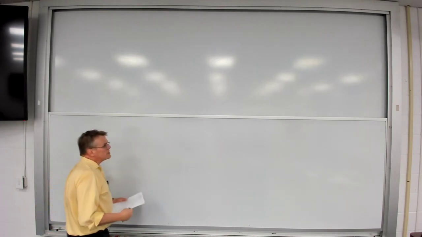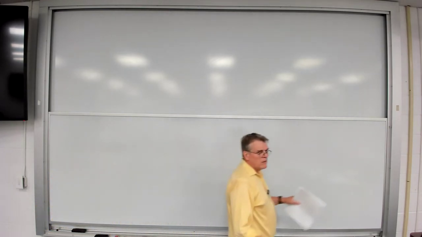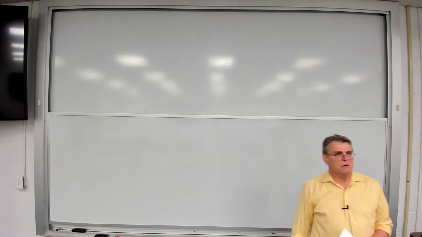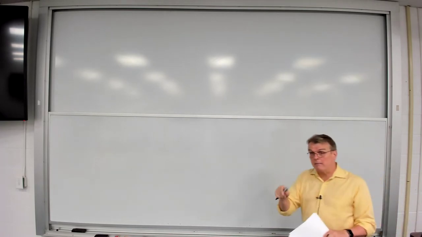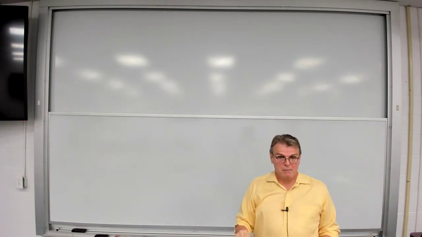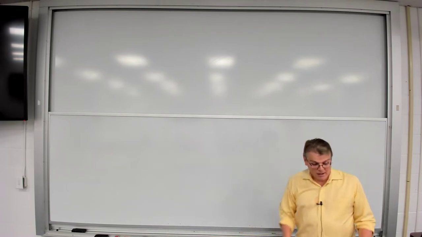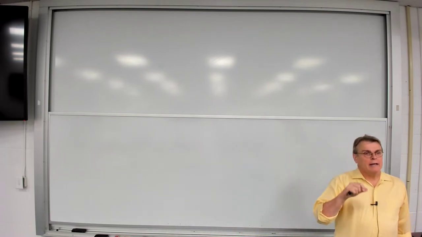All right, so last time we looked at the operating regions of a diode, and we're going to be coming back and talking about the breakdown region later on, because that's going to turn out to be very, very important. But for now, we're going to look at analysis of diodes, assuming they're in forward bias.